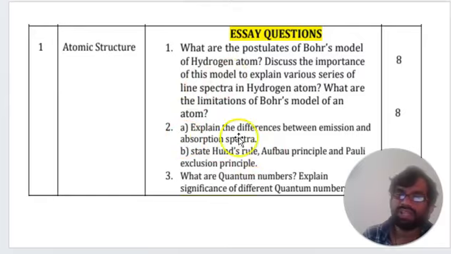And the next question is: explain the difference between emission and absorption spectra. Next one, these three principles: Hund's rule, Aufbau principle and Pauli exclusion principle. These are very important. And the third question is the quantum number. What is a quantum number? And explain the significance of different quantum numbers. So these three questions are very important, especially in atomic structure.